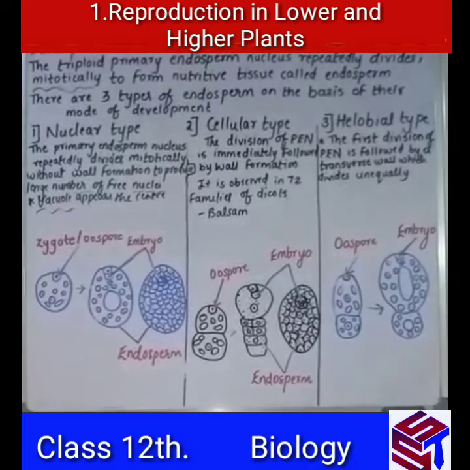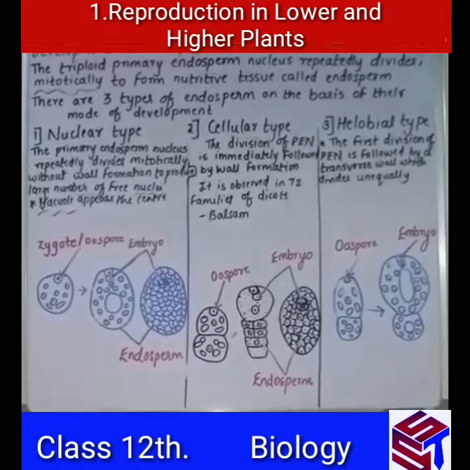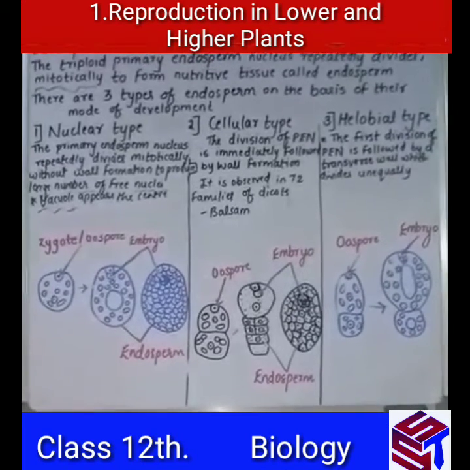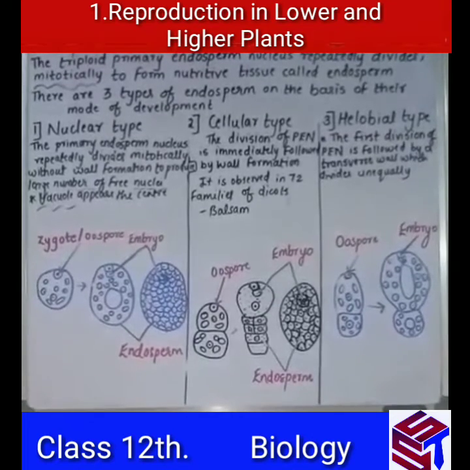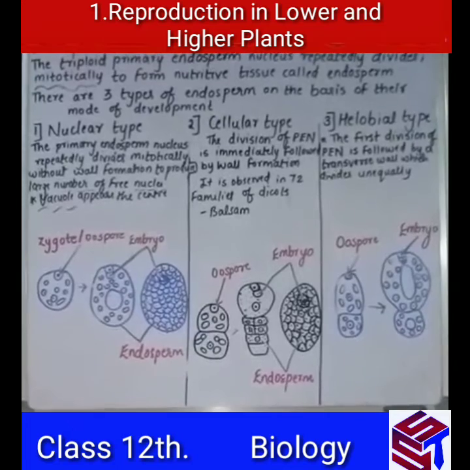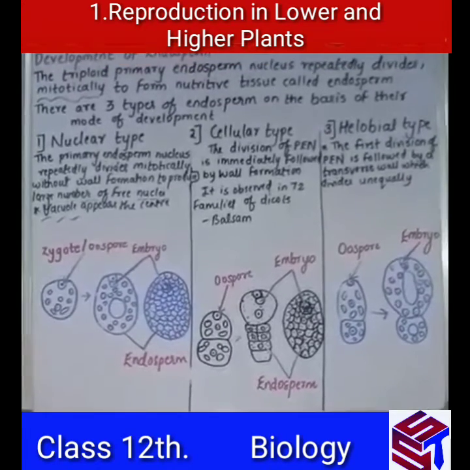The last one is the halobial type. In that, what happens? Unequal divisions take place from the transverse section, and you get a larger one and a smaller one. The larger is called micropylar and the smaller is called chalazal. Okay, so in this manner we have completed this whole topic.